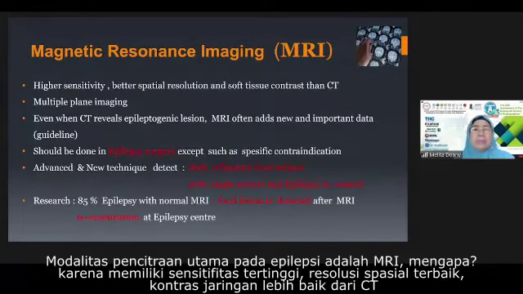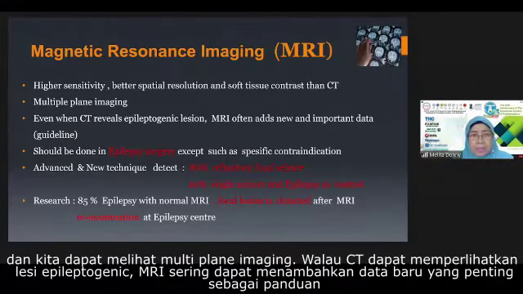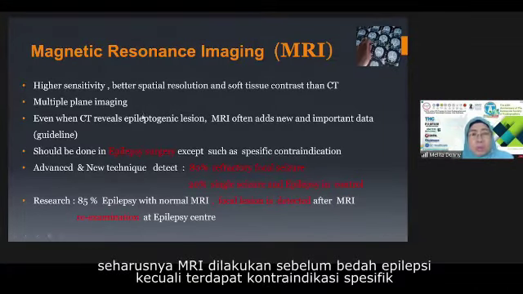And the main imaging for this epilepsy patient is MR. Why? Because it has higher sensitivity, better spatial resolution, and soft tissue contrast. Yeah, and also we can look at the multiple plane imaging. And if we find the epileptogenic lesion, MRI often adds new and important data as a guideline, and should be done in epileptic surgery. Before epileptic surgery, we must do MRI.